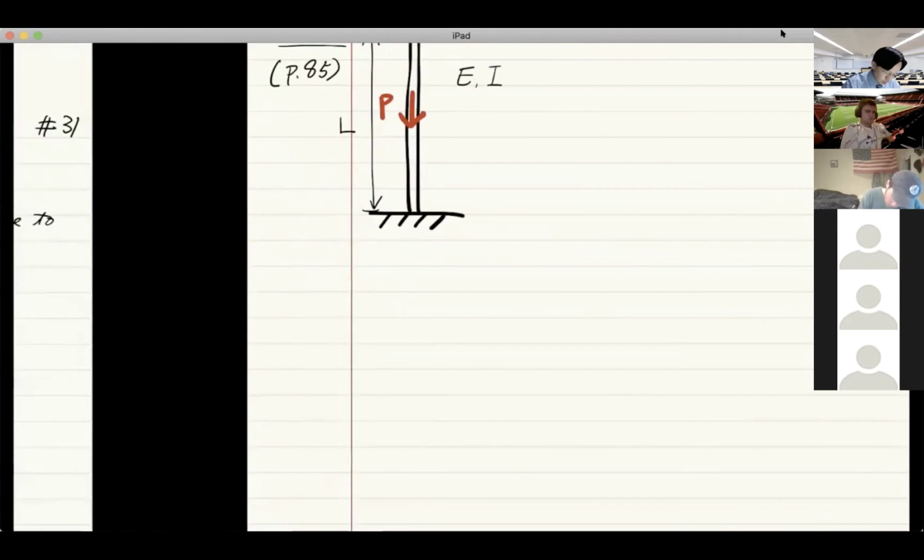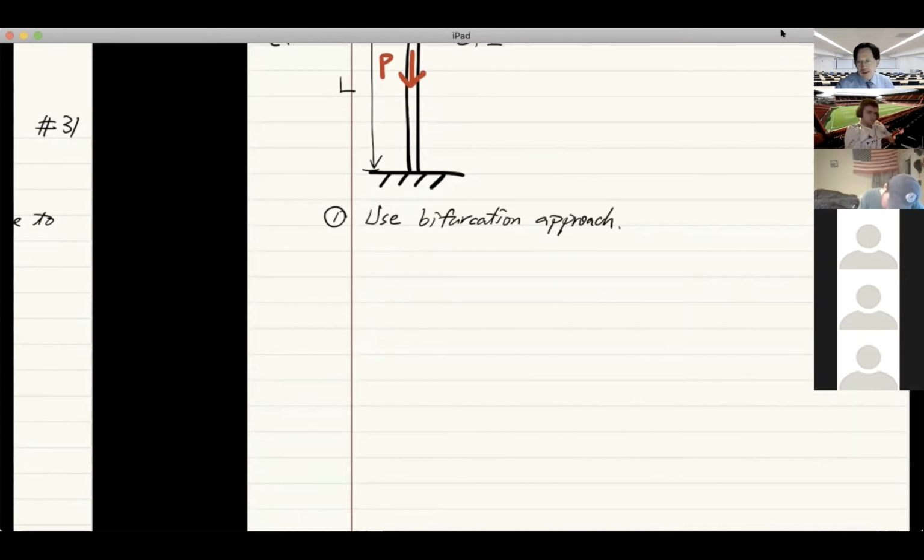So let's start solving this problem. First, of course, we've been using the force approach, and let's not make an exception for this one for now. Use the bifurcation approach. To do that, you have to establish a free body diagram. And before you create a free body diagram, you have to assume what we call a kinematically admissible displacement field.